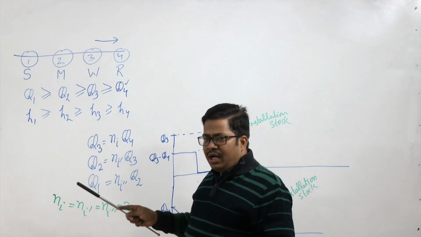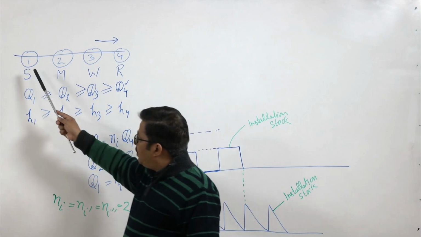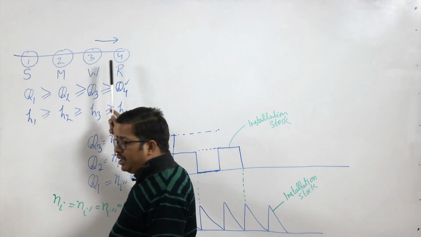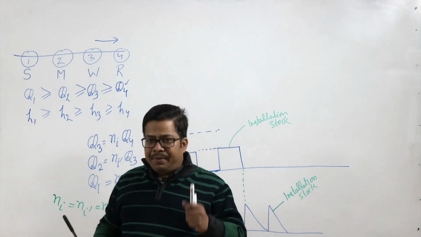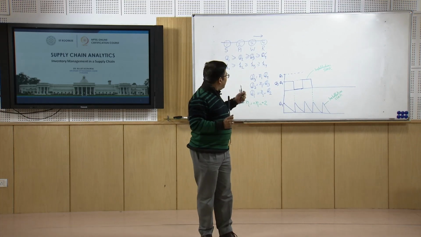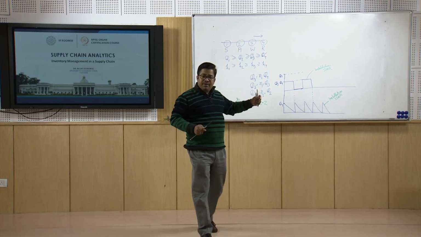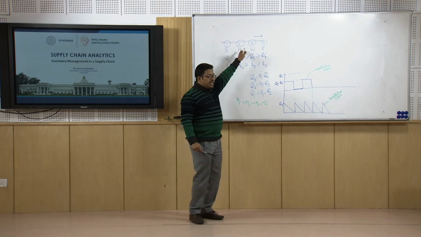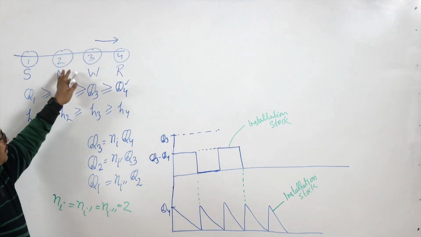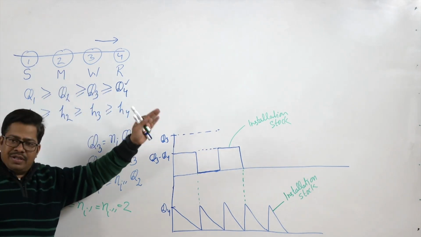If I talk of echelon stock of stage 1, it is whatever physical inventory you have at stage 1 plus 2 plus 3 plus 4 at a particular time. Whatever physical inventories you have at stage 1, 2, 3, 4, that is the echelon stock for stage 1. For stage 2, the physical inventories you have at stage 2, 3, 4 determine the echelon stock for stage 2, and so on for stage 3 and 4.